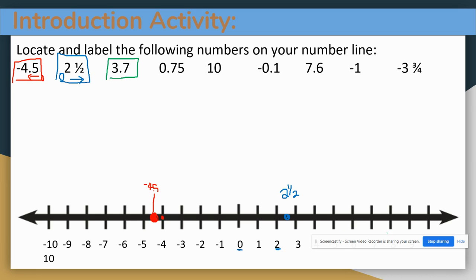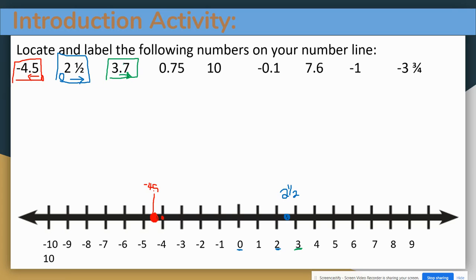Hope your first step was to find the number 3 on your number line, which is right here. And since it has that decimal after it, I know I have to get further away from 0. Since it is a positive number, I know I have to go to the right. So it's going to be in between numbers 3 and 4.